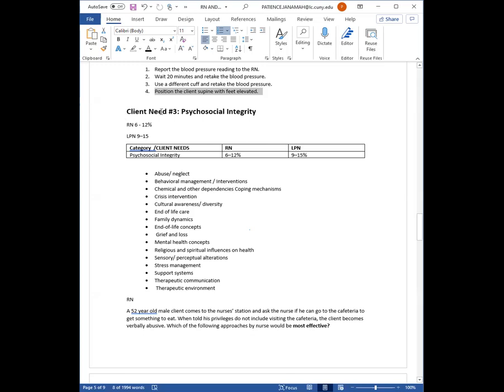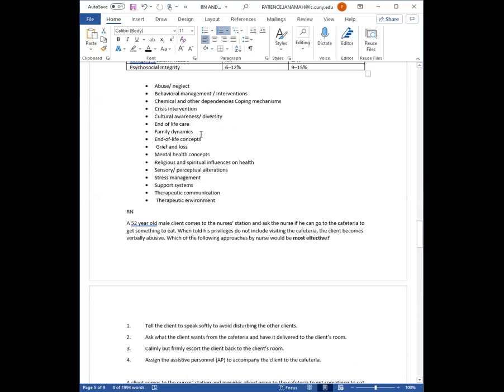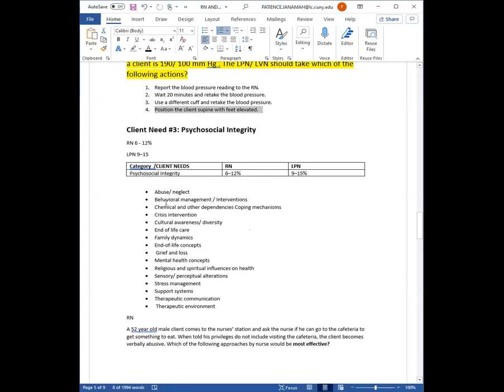Okay, so client need. I want to finish this thing today. So we have the client need. RN is 6 to 12%, and LPN is 9 to 15%. Are we seeing the percentages? Yeah. Okay, so RN is 6 to 12%, LPN is 9 to 15%.